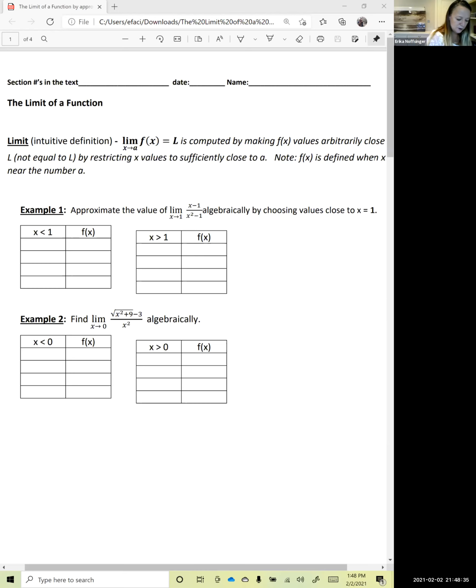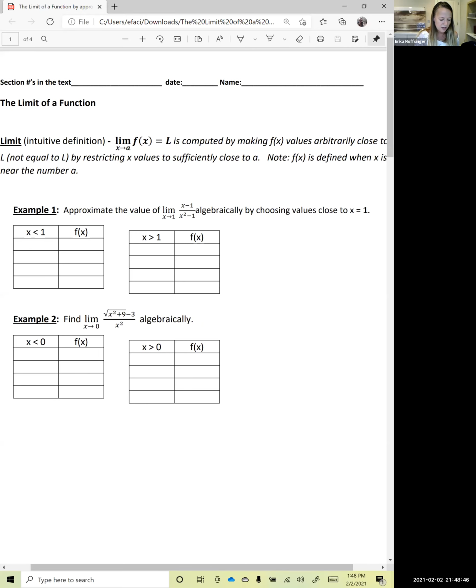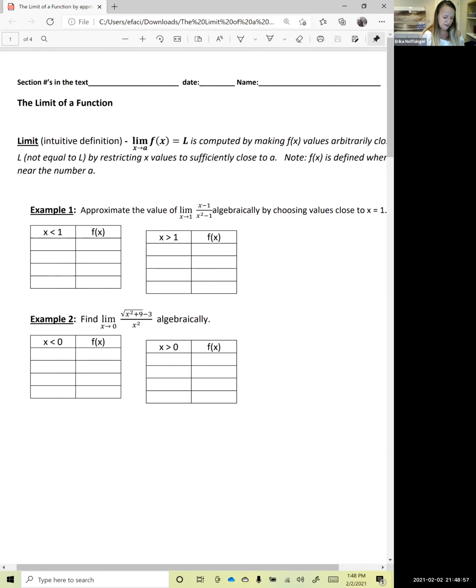The limit as x approaches a of some function f of x is equal to L is computed by making f of x values arbitrarily close to L, not equal to L, by restricting x values sufficiently close to a. Note, f of x is defined when x is near the number a. Okay, so it might not be defined at x equals a itself, and we saw that, but it might be defined there.